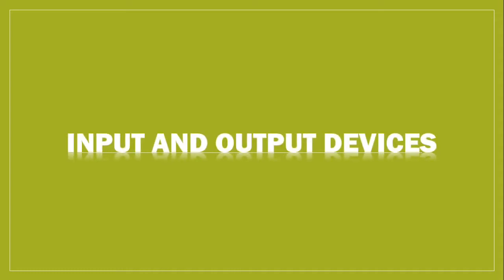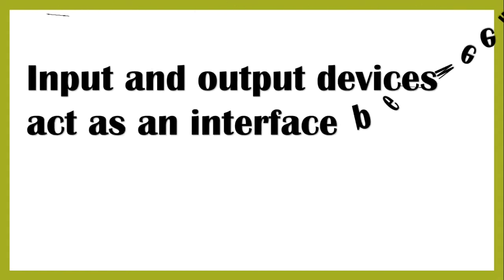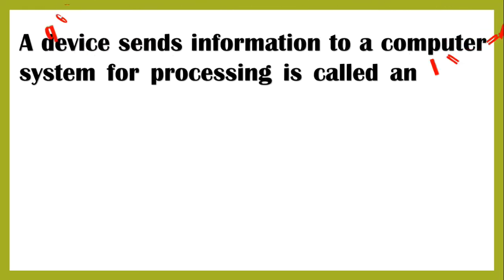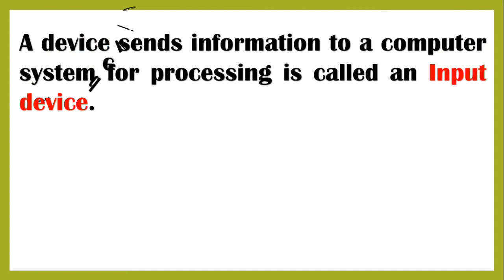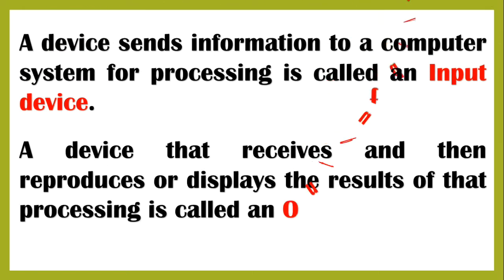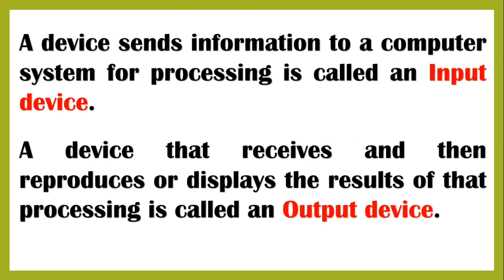Input and output devices. Input and output devices act as an interface between the user and the computer. A device that sends information to a computer system for processing is called an input device. A device that receives and then reproduces or displays the results of that processing is called an output device.